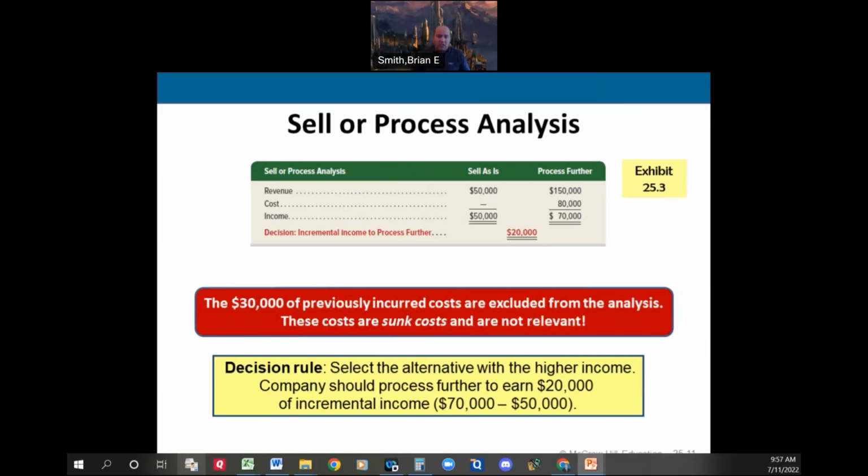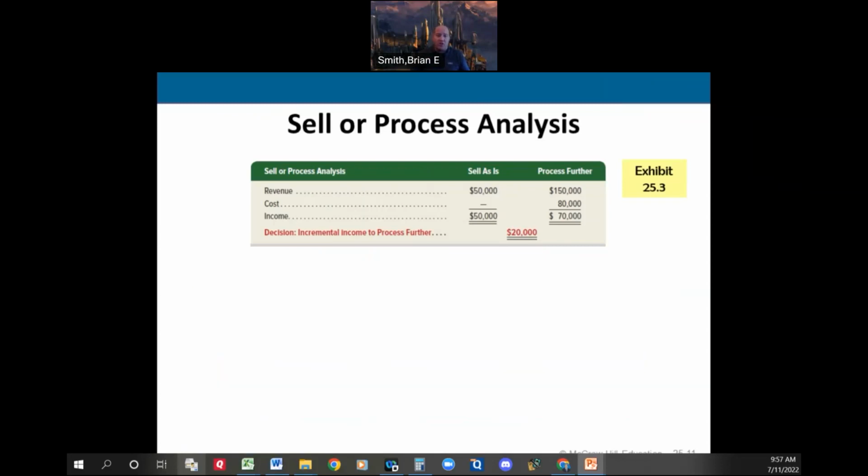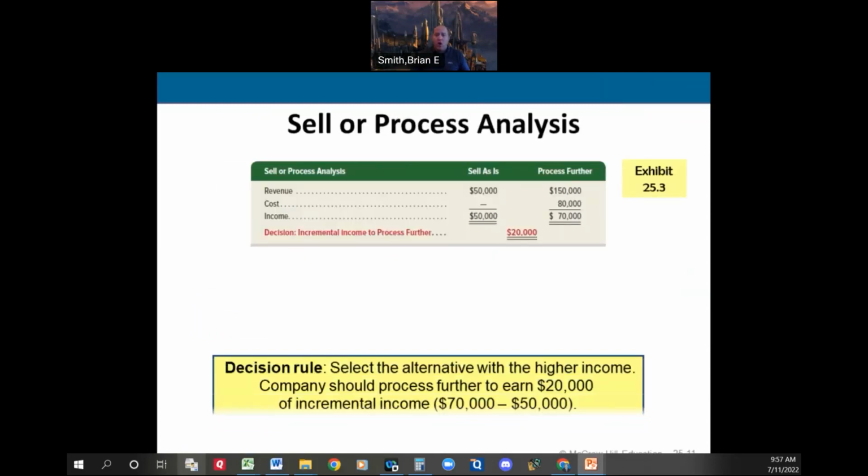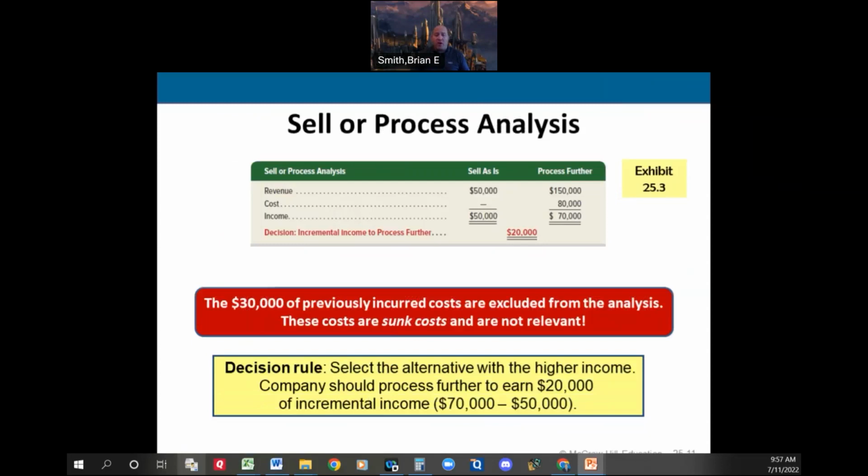All right, sell or process further again. Here we go. The $30,000 of previously incurred costs are excluded from the analysis. These costs are sunk costs. I don't know that they gave us $30,000 anywhere else, but whatever. If there were $30,000 to just harvest the peanuts and everything, then those are not relevant because they're sunk. Regardless of whether we sell or process further, we still have to harvest these peanuts in order to make this decision.